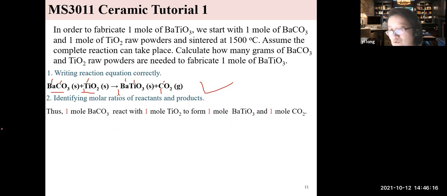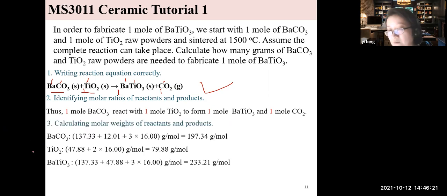So let's continue. This is step 2, where we get the molar ratio. In the third step, you simply calculate the molar weight. You can get these from the periodic table. Barium is 137, carbon is 12, oxygen is 16, but you have 3 here, so you need to times 3. You can calculate this by yourself. Titanium is this one, and barium is this one. If I examine you, I will give you all these values, don't worry.